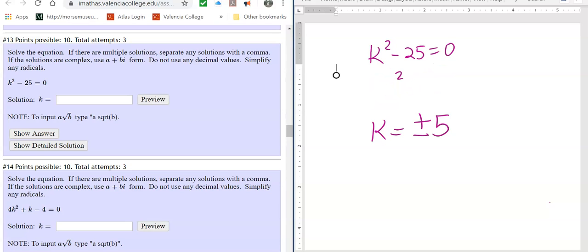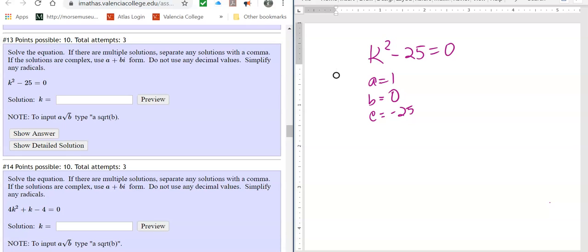Okay? And what about you quadratic formula lovers? Could you use that? Sure, you'd say that A is 1, B, well, B is a number, the coefficient in front of the K by itself with an exponent of 1, so we don't have one of those, so it's going to be 0. And then our C will be -25. You could use your quadratic formula.